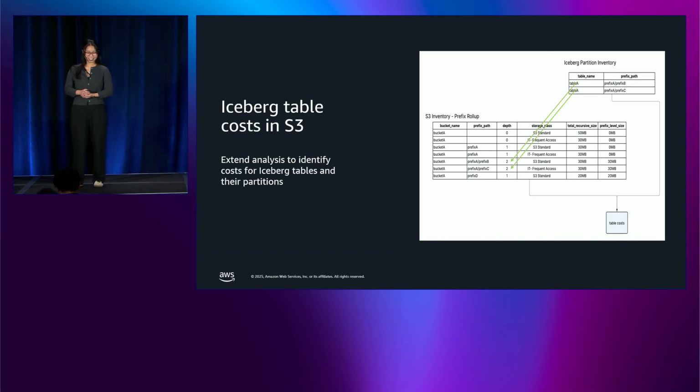Well, there we go. So not only can we tell what storage tier each partition has, we also know the size and cost of each partition. And now when the sum of the partitions are put together, that's the cost of the table. Layered with access logs again, we can then extend our access-based retention recommendations to a specific Iceberg partition.